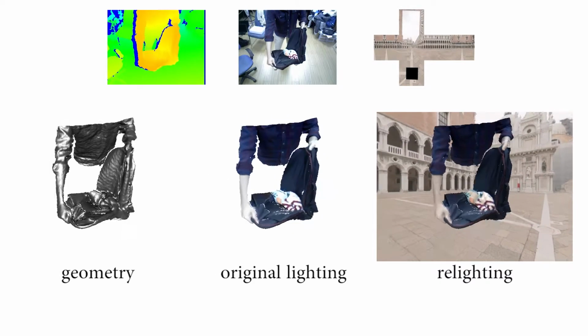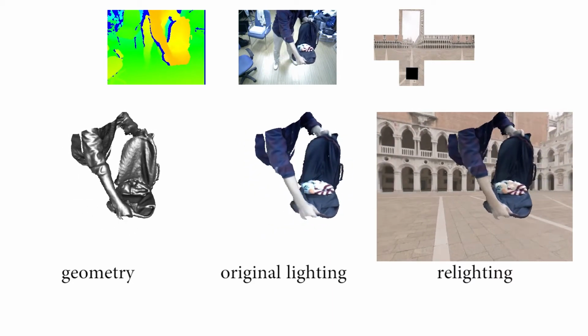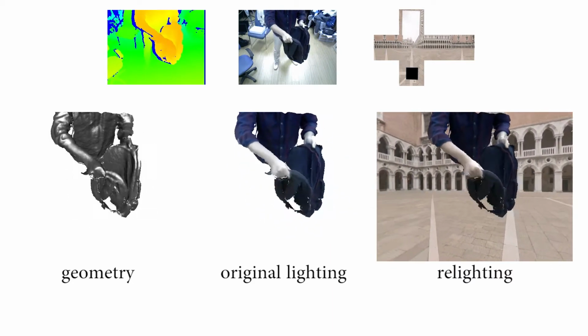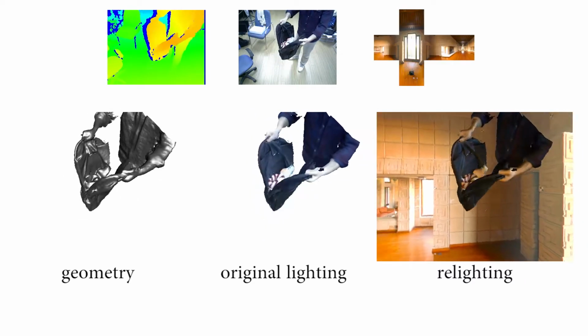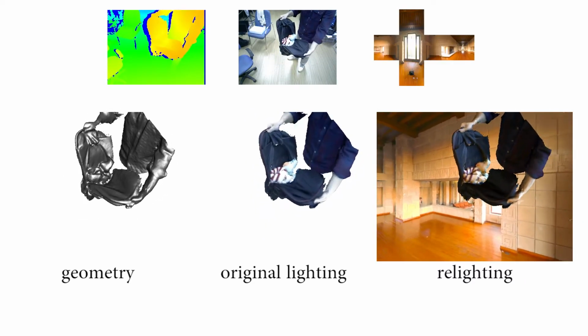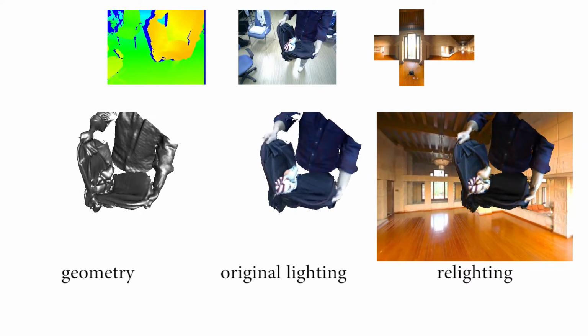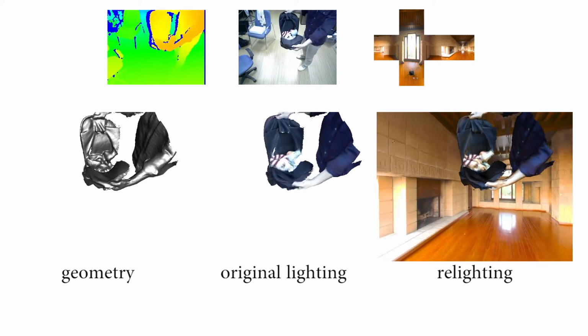Our system can also handle large collisions. In this sequence, we capture both the inside and outside of a backpack while it is manipulated. The closing of the backpack generates complex surface collisions, which is resolved by our system and faithfully reconstructed in real time.